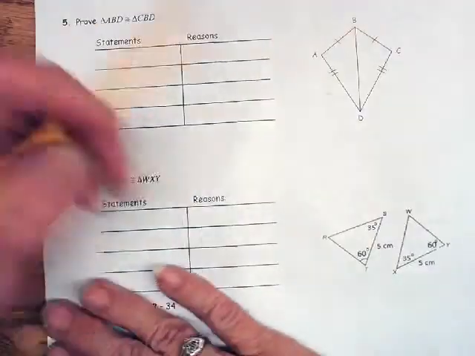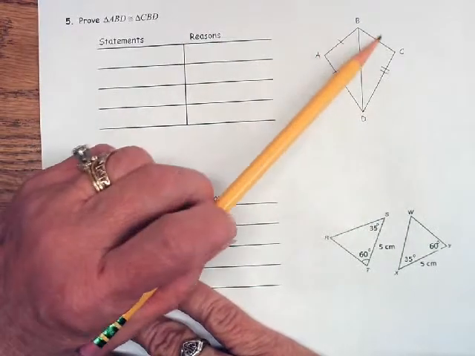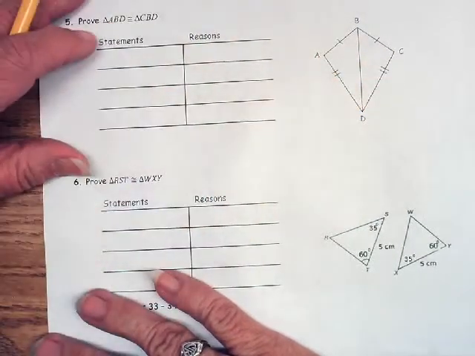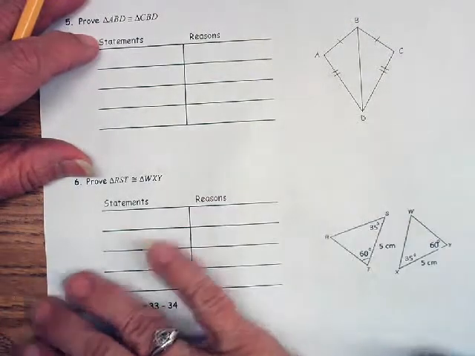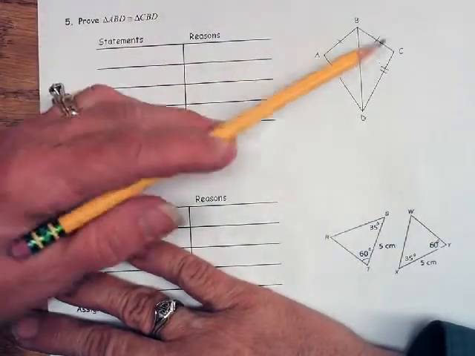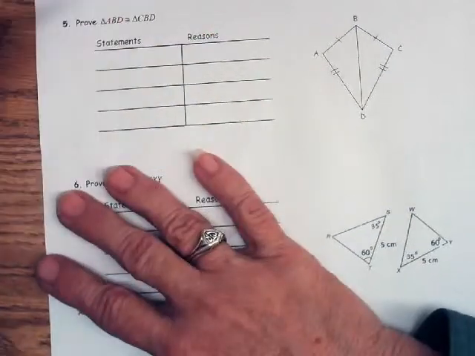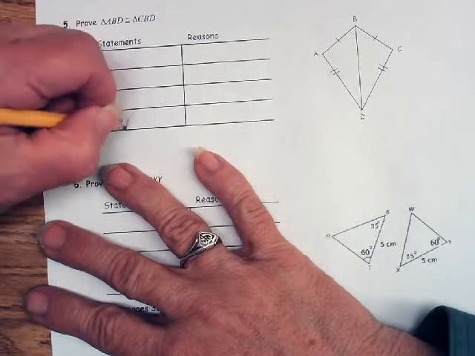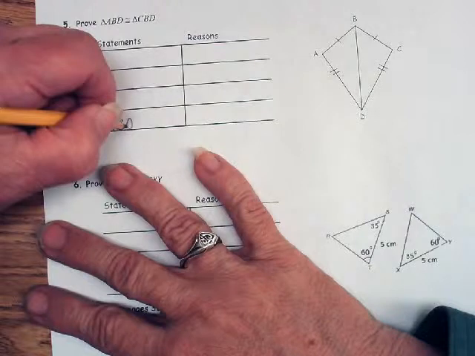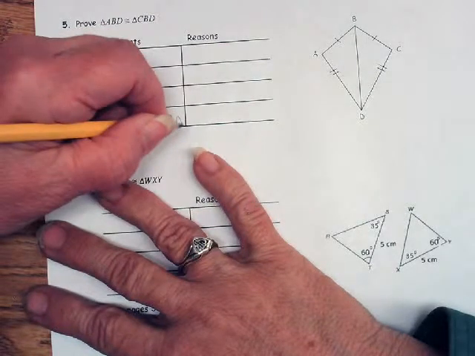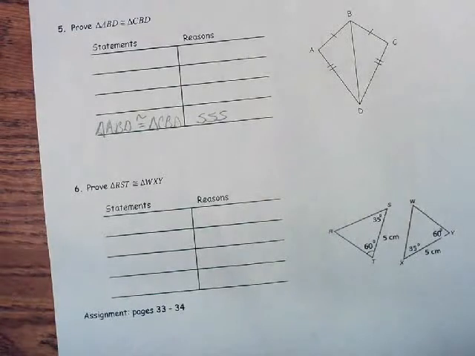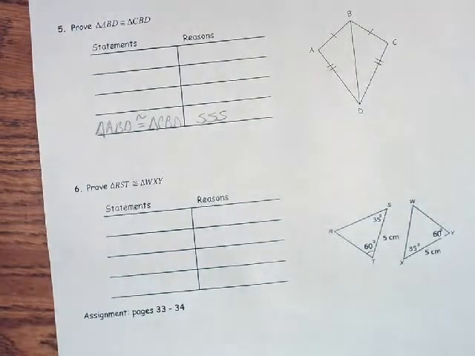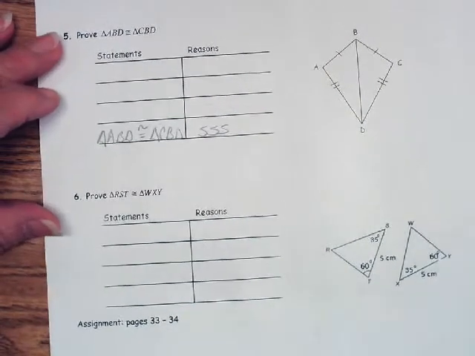Okay, now let's try another one. What have we got here? All we've got is sides. We don't have a measure of any angles. So we think we probably want to use side, side. So our punchline here is going to be that triangle ABD is congruent to triangle CBD, and we're going to use side, side. Well, if we're using side, side, we've got to determine which of the sides are corresponding and are congruent.